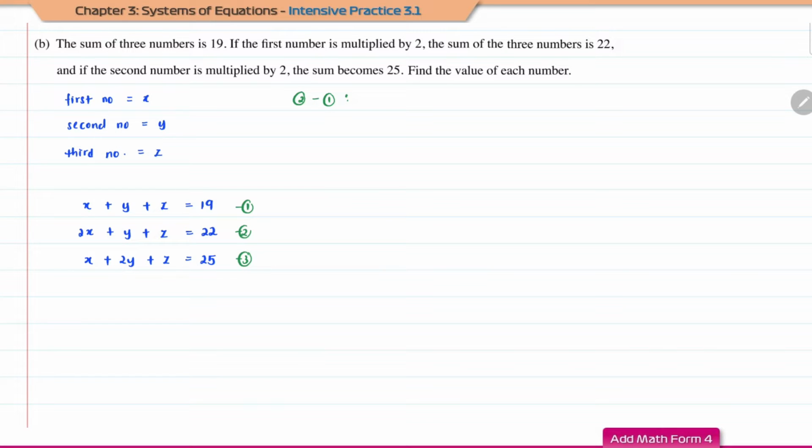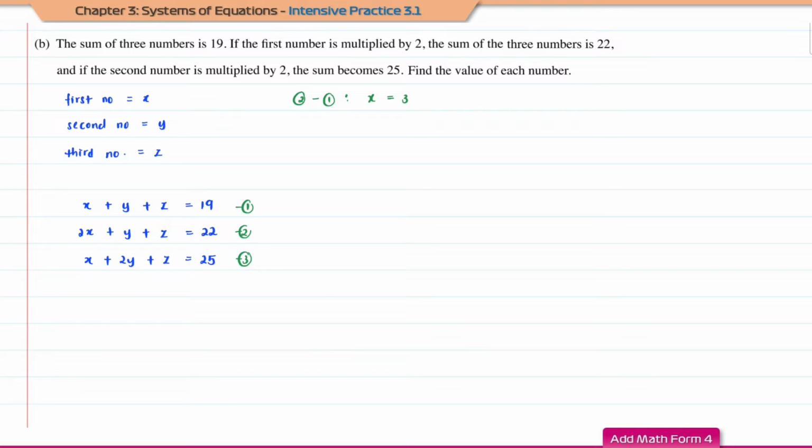Therefore, I am able to eliminate the y and z straight away. So in this case, it's going to be 2x minus x, which is going to leave you with x alone. So y and z, when you minus equation 2 from 1, will be eliminated. Therefore, straight away, x is equal to 22 minus 19, which is equal to 3. Therefore, you find the value of x straight away when you subtract equation 2 by equation number 1.